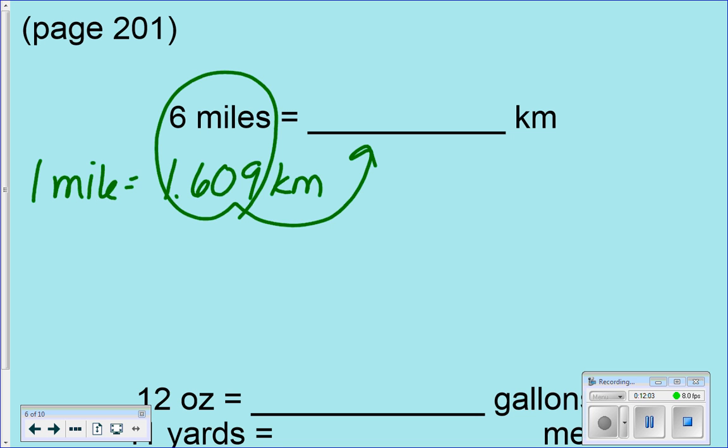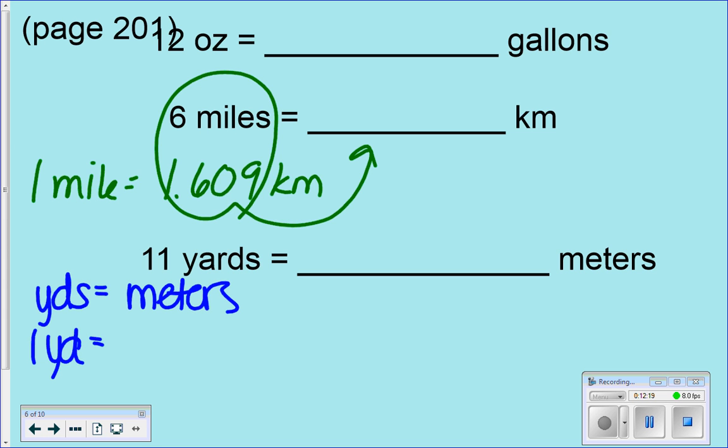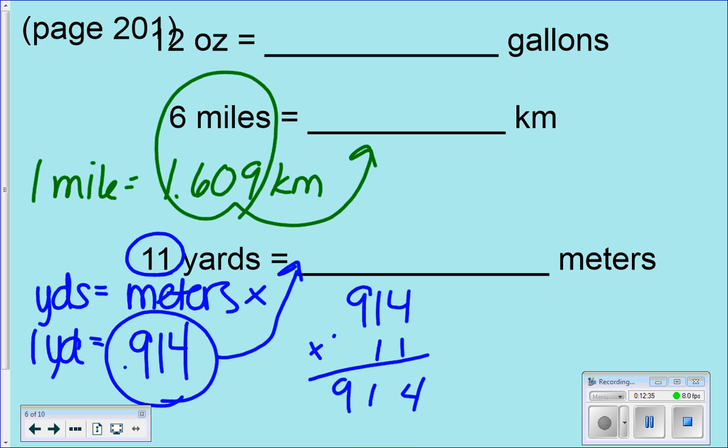Okay. So let's do another one. Let's talk about this one. Let's do this one together. So I have yards, 2 meters. So 1 yard is how many meters? 0.914. So what I'm going to do is I'm going to take this 0.914 and I'm going to multiply by 11, and that's going to give me my answer then. So 0.914 times 11.